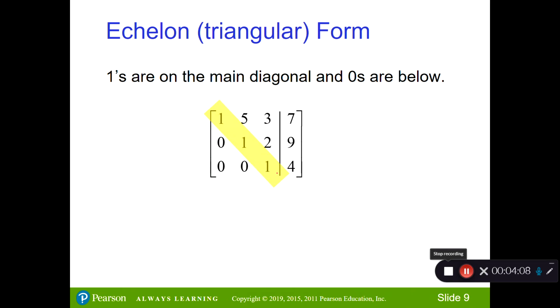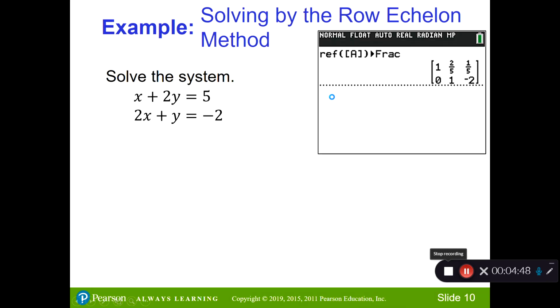Now, echelon form is where we have ones down the main diagonal and zeros beneath. Now, the benefit of this, remember, this is like my x column, y column, z column, and equal to column. If I read this last row, it says 0 x's plus 0 y's plus 1 z equals 4. I have a solution for z. The row above says 0 x's plus 1 y plus 2 z equals 9. So if I plug this value of z in there, I can figure out what y is. Plug the y and the z into the top equation, and we can get the x. So echelon form makes it easy to solve my system by back substitution.